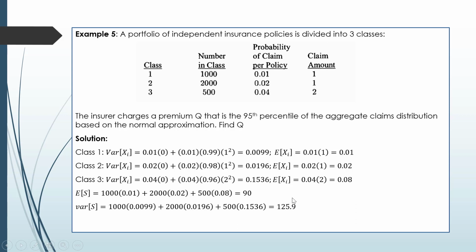So here's the thing, the aggregate claims follow normal distribution approximately, and we know the expected value and we know the variance. So to find the 95 percentile, Q is basically 1.645 times square root of the variance plus the expected value. So we got 108.45.